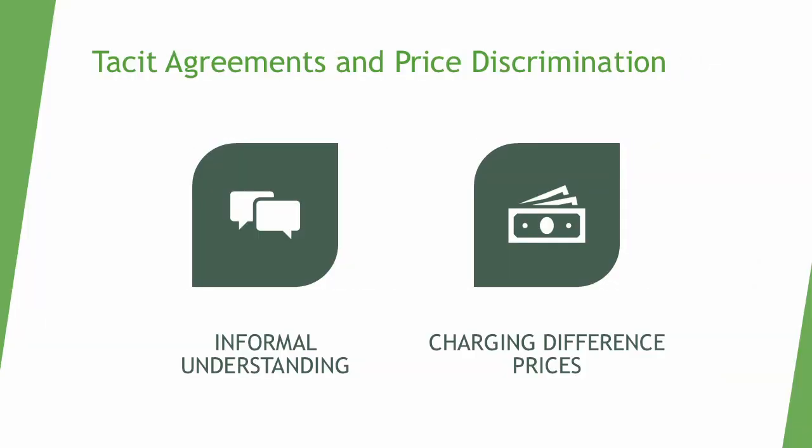A tacit agreement is an informal understanding between firms to avoid competitive behavior without any formal arrangement. These are found in oligopoly markets as firms recognize their mutual dependence and prefer stable prices and profits. Price discrimination is the practice of charging different prices to different consumers for the same product. This is found in oligopoly markets as firms have market power and can segment consumers based on willingness to pay.